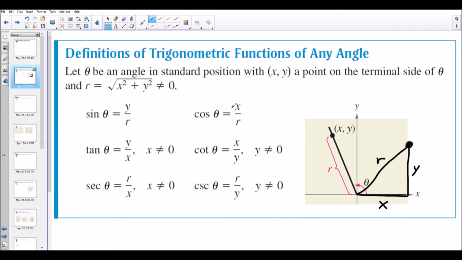So in most other cases in the trig functions, like tangent and cotangent aren't changing. Those are just what you're normally familiar with. Tangent of your angle equals y over x. Cotangent of your angle is x over y. But now secant and cosecant, instead of 1 over x and 1 over y, it's r over x and r over y, because you've reciprocated the y over r and the x over r. So let's take this and apply it to an example.